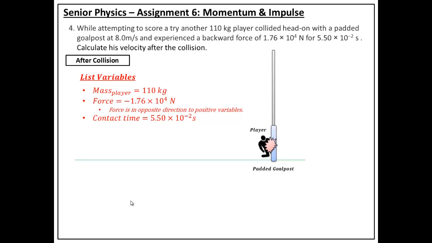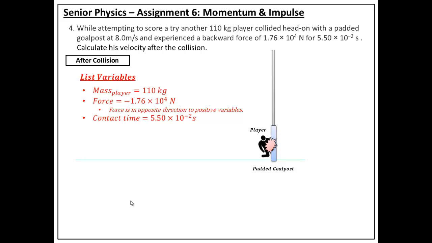Notice that the force is negative. That is because it is a vector and its direction would be away from the post. Since I have already defined the player's velocity as positive, I must therefore take all variables acting towards the post as positive and all acting away from the post as negative.